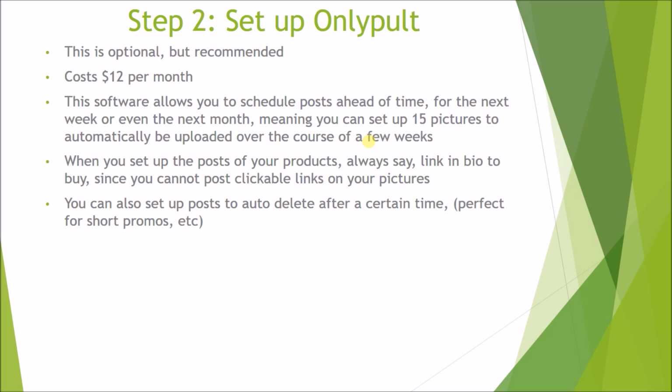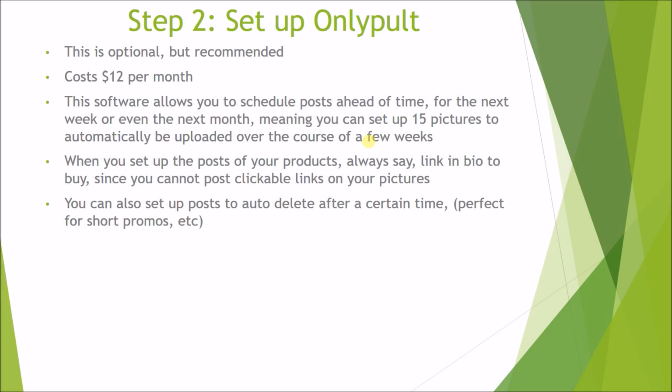And then step 2 is optional, but highly recommended if you want to automate everything. So step 2 is to set up Onlypult. And Onlypult is going to cost you $12 a month, but they do offer a 7-day free trial. And this software allows you to schedule posts ahead of time for the next week or even the next month. So meaning you can set up 15, 20, as many pictures as you want to automatically be uploaded over the course of a few weeks, and you can pick which time of the day you want them uploaded as well. So this is a cool way to automate your entire month on Instagram in about an hour or even less.